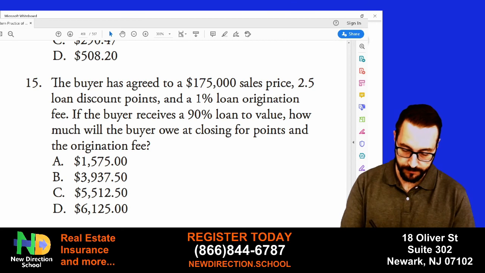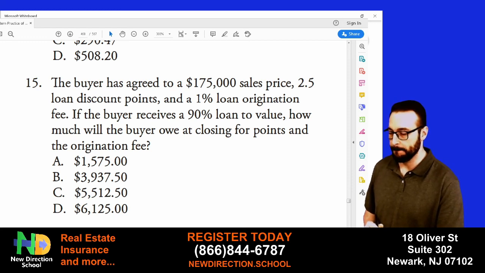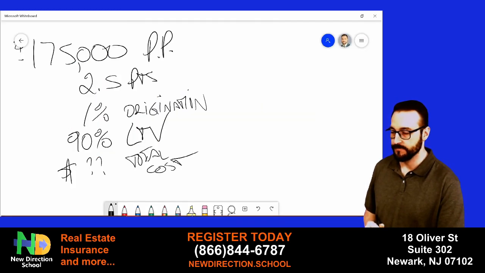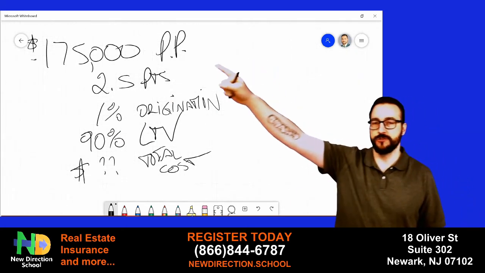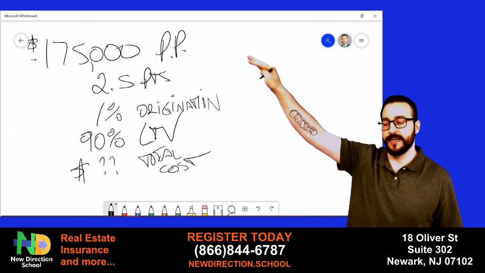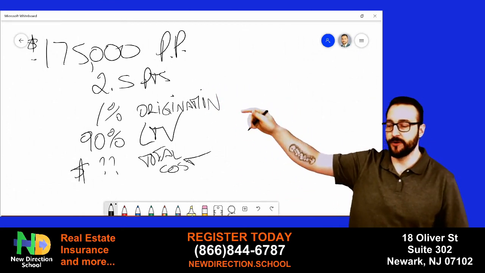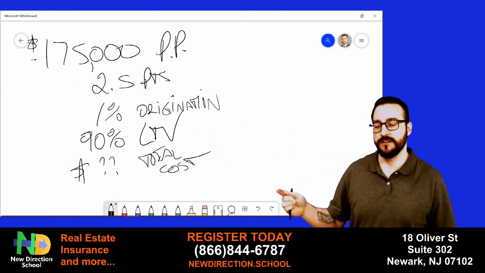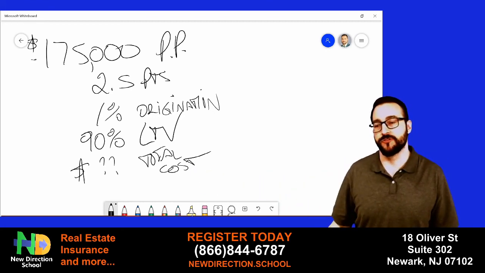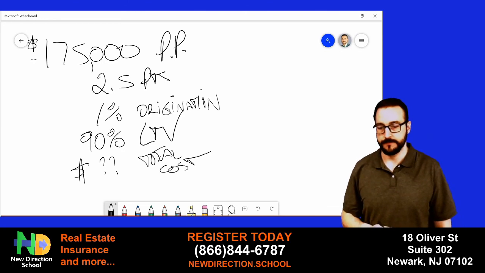What is the total cost? So let's switch back real quick. And boom. So this is what we got based on what we just read. $175,000 was the purchase price. Again, I break it down. 2.5 points, 1% origination, 90% LTV. What is the total cost? And the total cost is points plus origination. So let's figure this out.